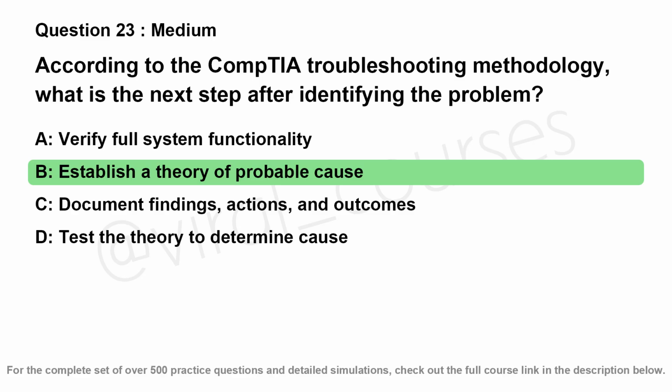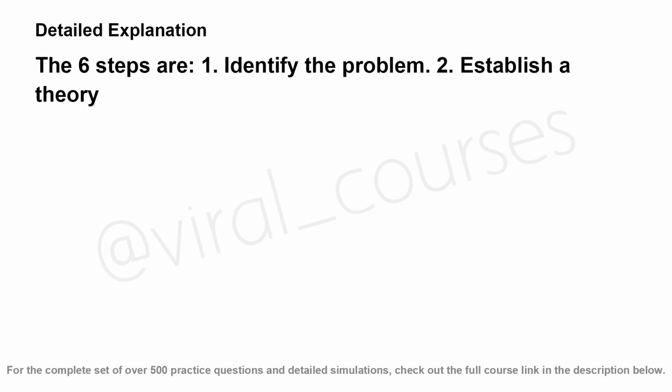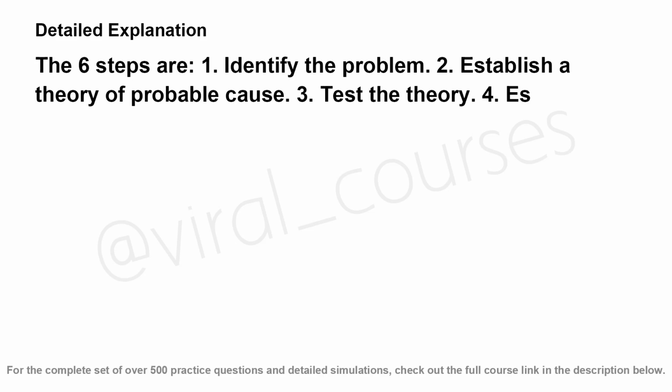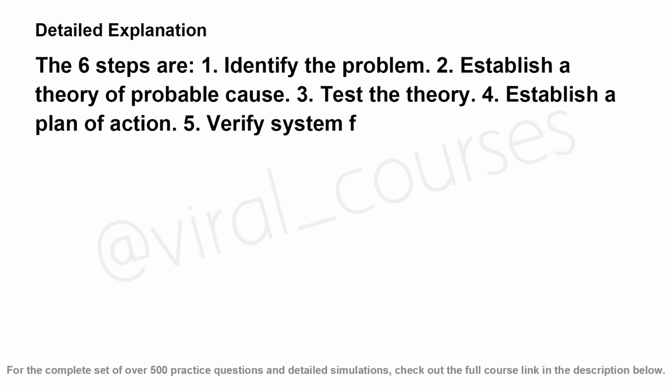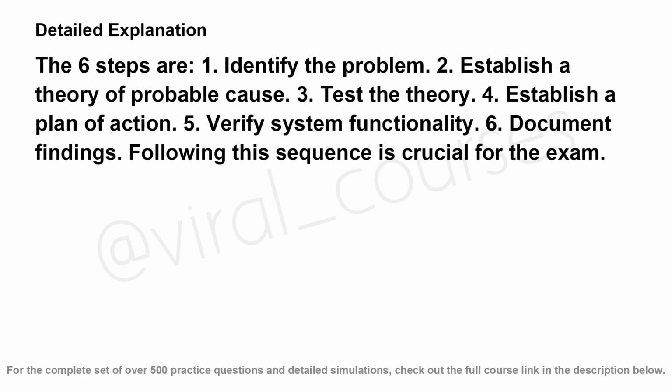The correct answer is B. The 6 steps are: 1. Identify the problem. 2. Establish a theory of probable cause. 3. Test the theory. 4. Establish a plan of action. 5. Verify system functionality. 6. Document findings. Following this sequence is crucial for the exam.